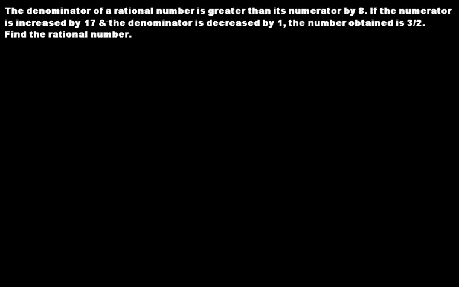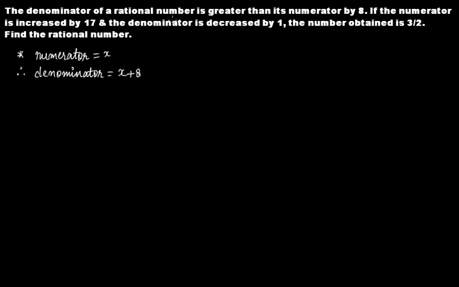The denominator of a rational number is greater than its numerator by 8. If the numerator is increased by 17 and the denominator is decreased by 1, the number obtained is 3/2. Find the rational number. So here, let's say that if we assume the numerator is x, therefore denominator will be x plus 8.